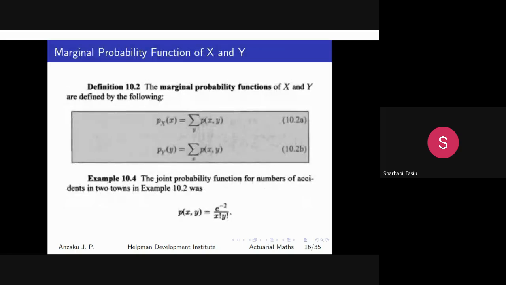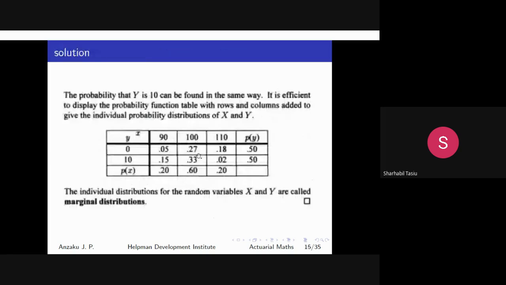All right, so the definition of marginal distribution. The marginal probability functions of x and y are defined by the following. For x, we have p of x equal to the sum over y, while p of y equals the sum over x. So this is how we obtain the marginal probability distribution. In fact, from this formula, we can see how easily what we did here. For y, we are summing over x: 90, 100, 110. For x, we are summing over y: 0 and 10, right?